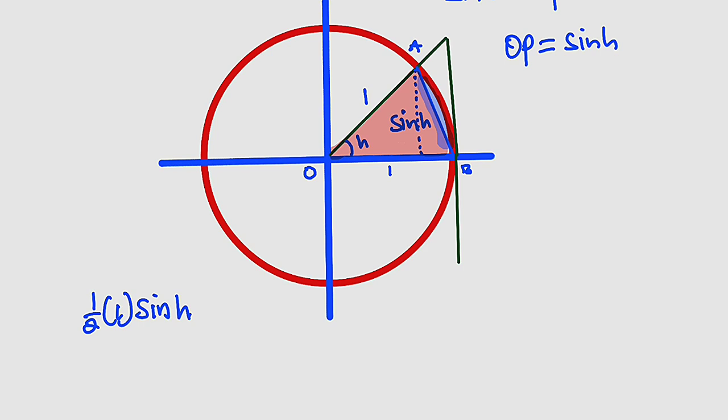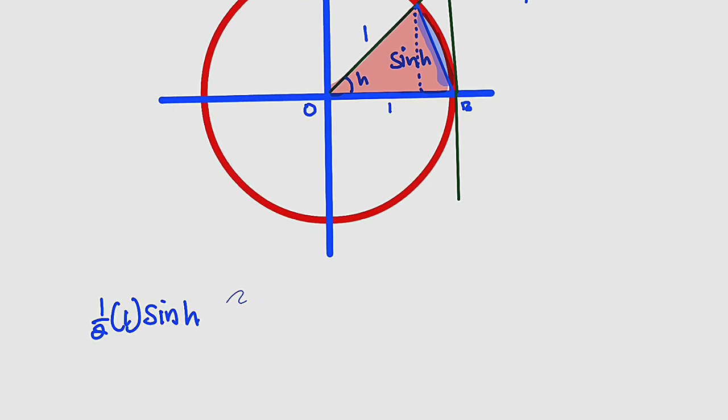So what is the area of the sector? So the triangle area is less than or equal to the area of that sector, which is 1 over 2 R squared, that is 1 squared, theta, which is what? h.